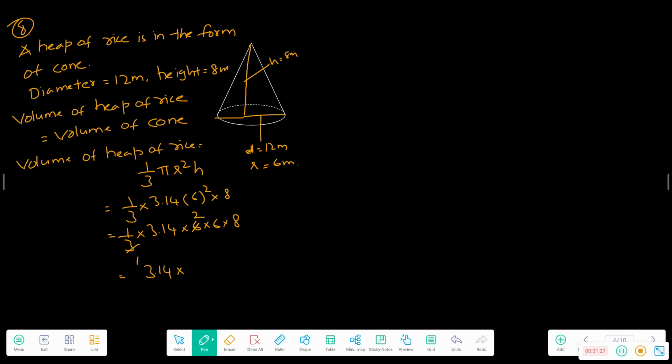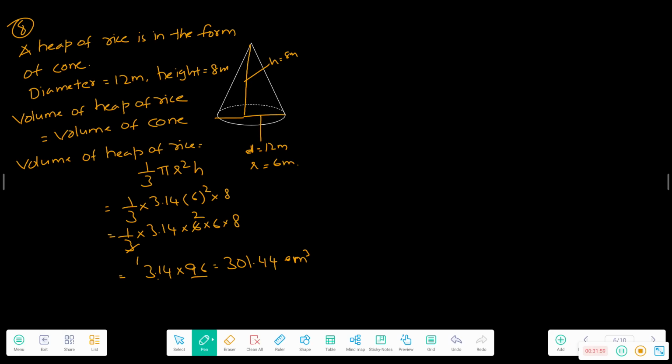So 3.14 into 96. So here it is 96 into 3.14, it will be almost equal to 301.44 meter cube or cubic meters. This is the volume of the heap.